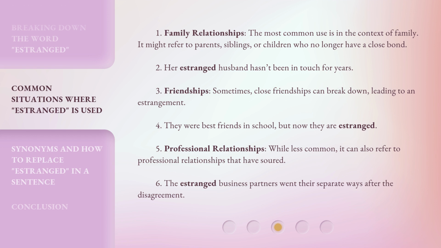3. Friendships. Sometimes, close friendships can break down, leading to an estrangement. 4. They were best friends in school, but now they are estranged. 5. Professional relationships. While less common, it can also refer to professional relationships that have soured. 6. The estranged business partners went their separate ways after the disagreement.